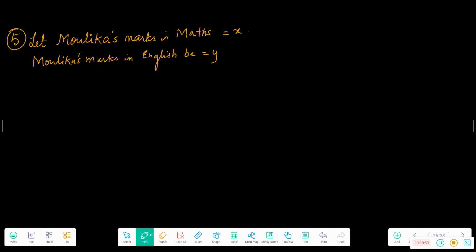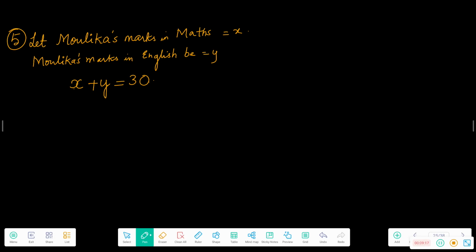Now read the question. What is given in the question? The sum of Molika's marks in maths and English together. So the maths marks are x and the English marks are y. If you add both the marks, the total sum is 30.